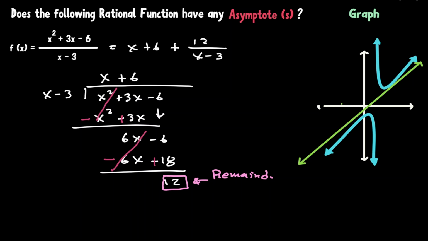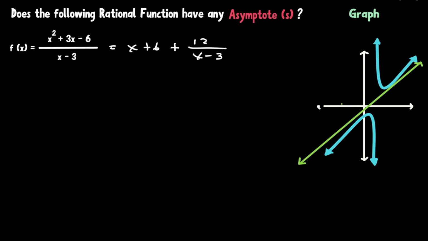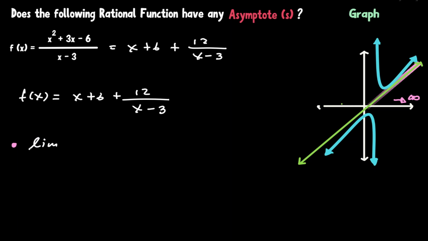So let me erase my work to make an observation. Now I'm going to consider the new form of my initial problem: x plus 6 plus 12 divided by x minus 3. When I take a look at the behavior of this slant asymptote, notice that one direction is the behavior when we are going towards positive infinity. So now let's see what happens when we consider this direction.